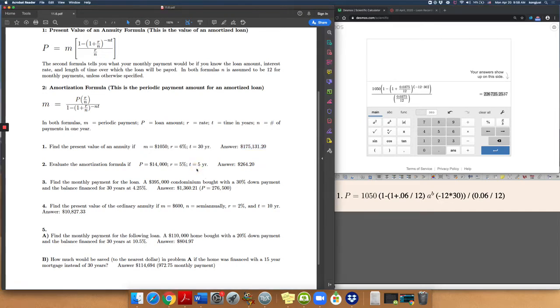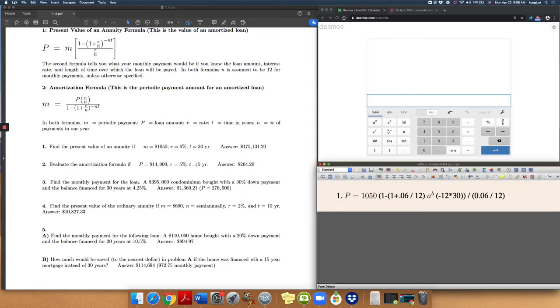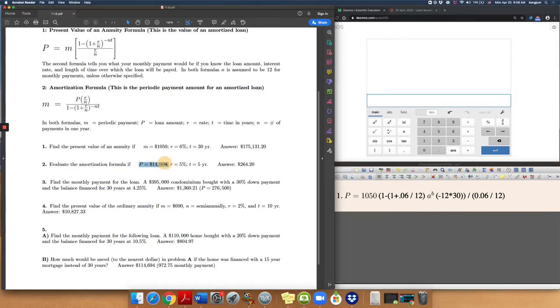Okay, number 2. Evaluate the amortization formula if P is equal to 14,000. Okay, so a smaller value. This is probably more for a car or something that you're going to buy. Let's see, same thing. Just going to replace a few values here. Oh, I'm sorry. This is telling us p. So since it's telling us p, then I'm obviously not going to use the formula that solves for p, right? That doesn't make any sense. So I want to use the formula that solves for the thing I don't know. So this is the guy I want to use.